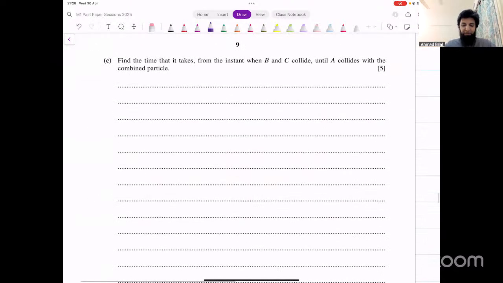Now it says, find the time that it takes from the instant B and C collide until A collides with the combined particle. Okay. From the instant when B and C collide until A collides with the combined particle. Now we have to consider what happens from the beginning to understand at what position A is.